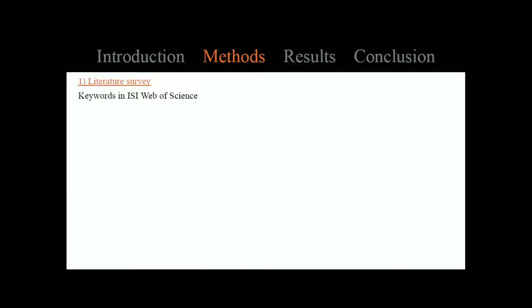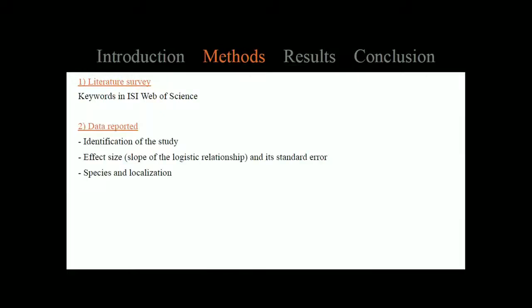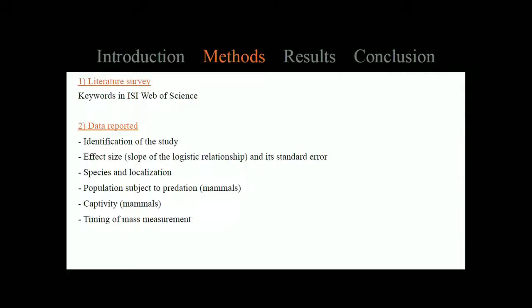Okay, so I will briefly comment on my procedure for the meta-analysis. First, for the literature survey, I used keywords in Web of Science. For the data reported, we reported the data for the identification of the study, the effect size, which is the slope of the relationship, and also the associated standard error. I also reported the species and the localization.